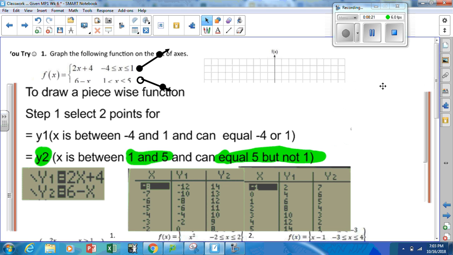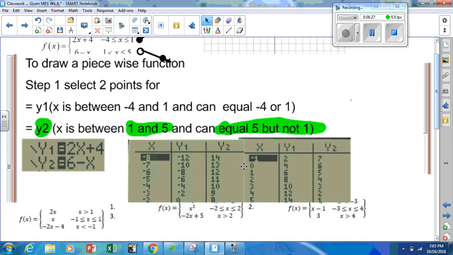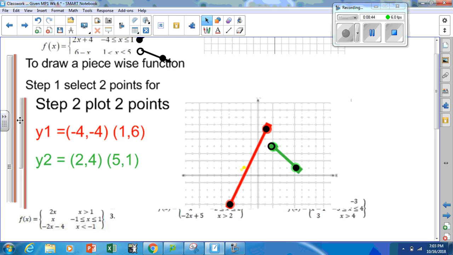What's step 1, guys? Yep, we're going to select 2 points. We want easy peasy points, right? Points I would like to always select are 0s, 1s, and 2s. Okay? All right. We plugged it into our graphing calculator. We then selected points. Now we plot those points.